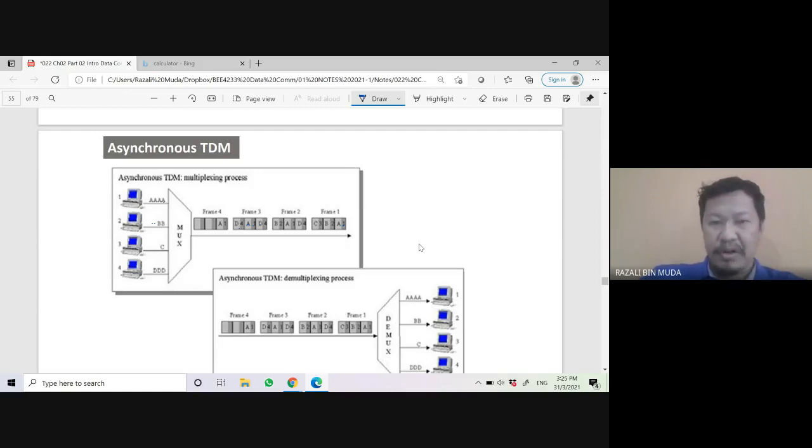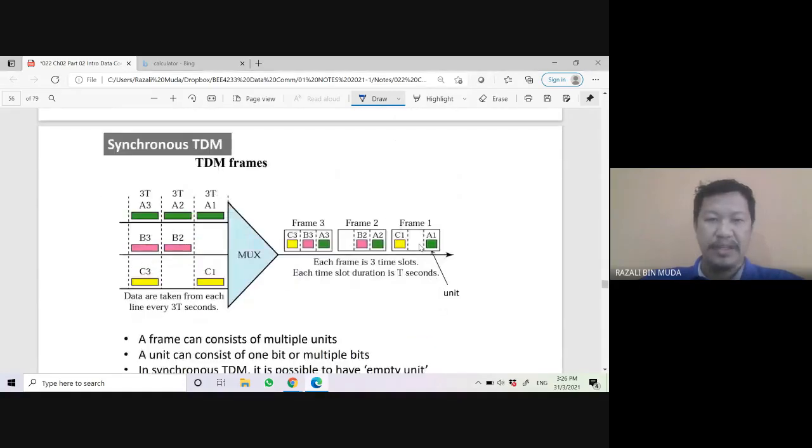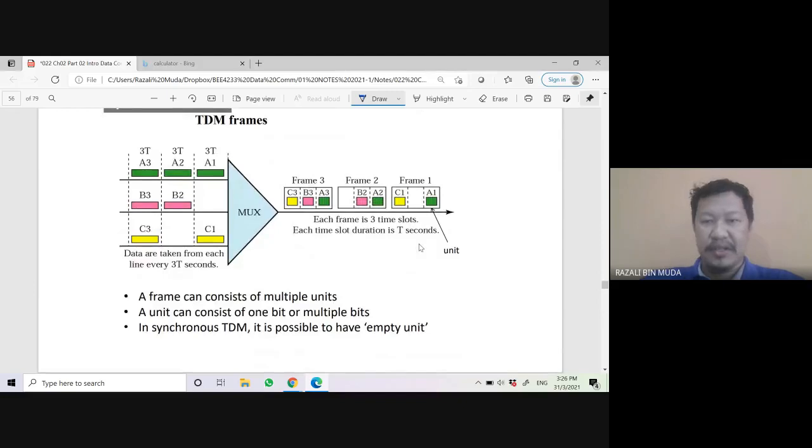Okay. So, however, in the demultiplexing process, the demultiplexer can still produce the signal for the device as it is in the input. Okay. So that is the difference between asynchronous TDM and synchronous TDM. Okay, here is another example you can see. So here A1, C1 for synchronous. This is another example.